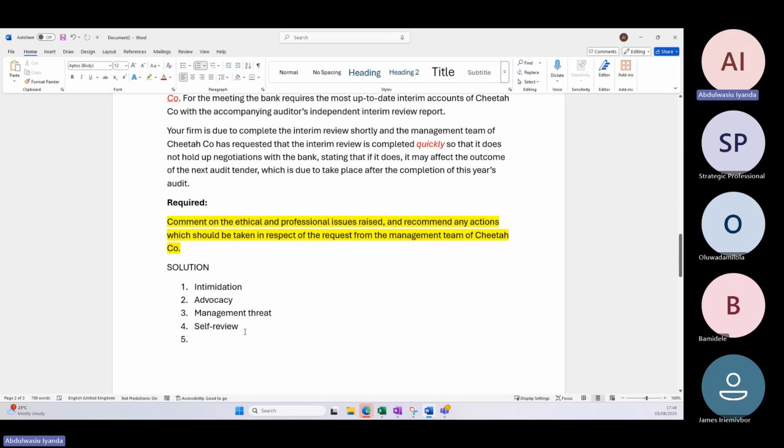So I think these are the only 4 that we can go for now. I don't know if anybody can think of a fifth, okay, let me leave number 5. Just call it at any time. So let's start with the first one, which is intimidation. So we need to explain it now.